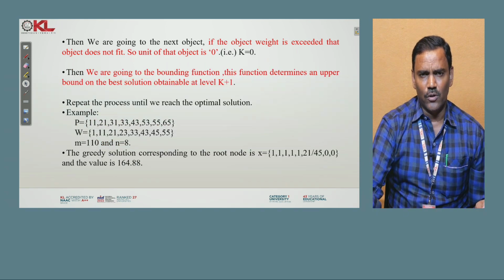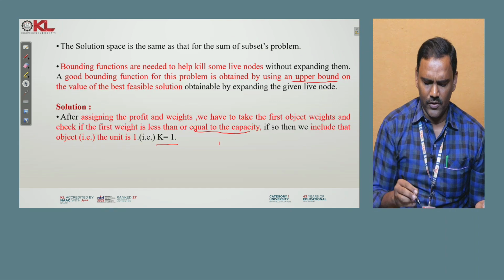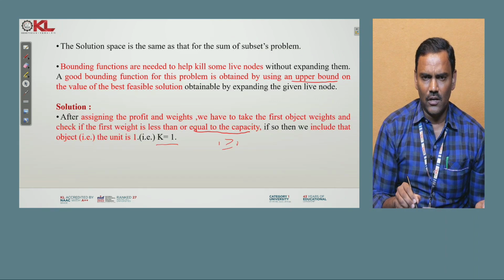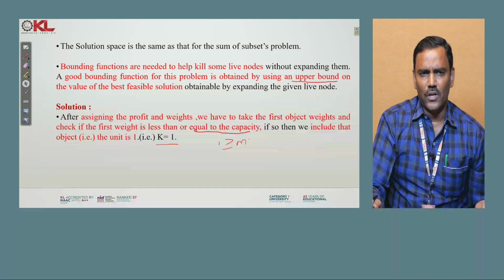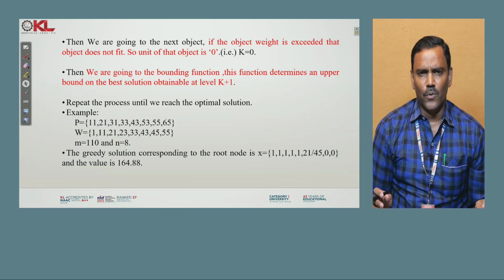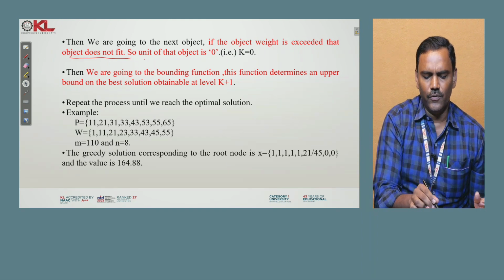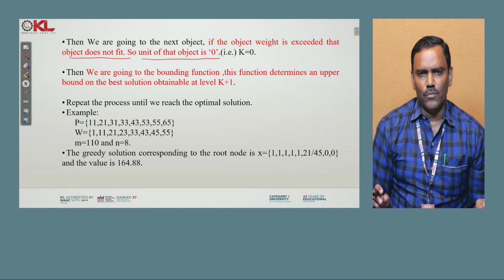Again, if we add that weight and it is greater than that m value, then we have to go for the bounding function, where we use that bounding function to backtrack the process to get that value. When we finish the bounding process, then we go for the next object. If the object weight exceeds the capacity, that is, the object does not fit, then we will keep that object as 0.